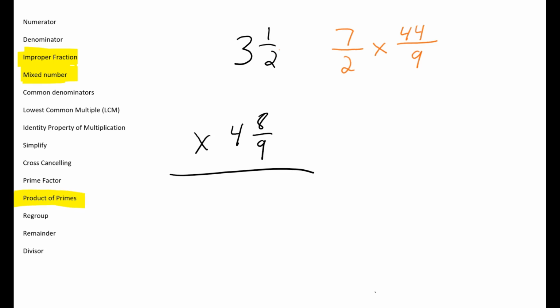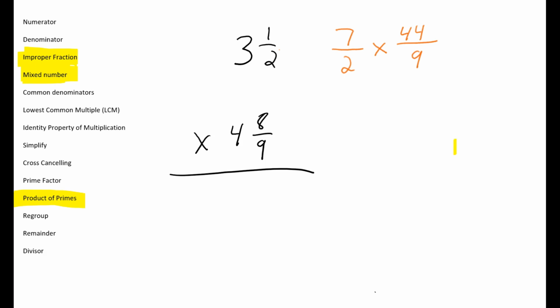I know that 7 is prime, so it's not going to have anything in common with 9. 2 is prime, but I know that 44 is an even number. So how do I know what 2 and 44 have in common? Well, if you know that 2 goes into 44 22 times, that's great. If you don't, let's go ahead and prime factor that out, and we're going to have something like this.